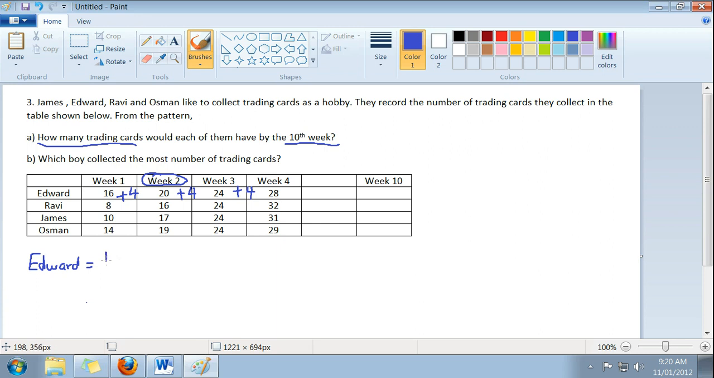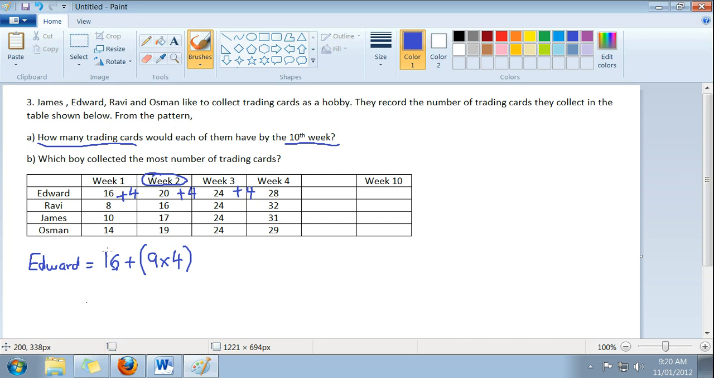Now Edward had 16 in the first week. Okay, let's write a plus. Now from week 1 to week 10, that's a total of 9 weeks. Okay, and the pattern was plus 4, so we can times it by 4. Because remember how I said multiplication is a quicker way of repeated addition. So a quicker way of doing repeated addition.